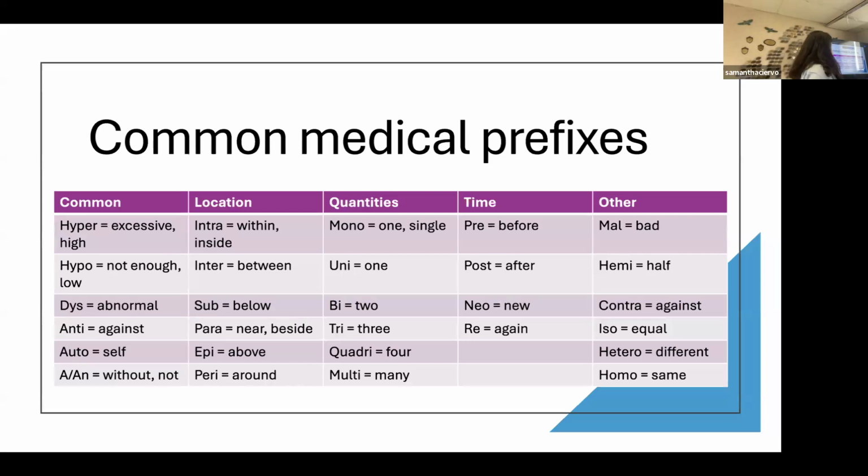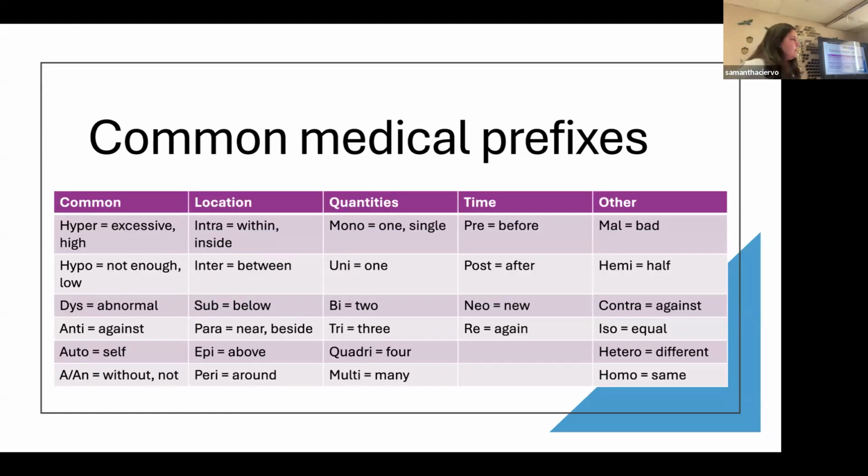Then we have quantities. You have probably heard these in everyday life: mono or uni meaning one, bi meaning two, tri meaning three, quadri meaning four, and multi meaning many. And then there are prefixes about time: pre, post, neo, re. Pre means before, post means after. Neo means new, and re means again. And some other common ones you've probably heard, like mal, like maladaptive, bad. Yep. Hemi meaning half, contra against, iso equal, hetero different, homo the same. Okay. So these are some really common ones that can help begin to form your understanding of some complex words.